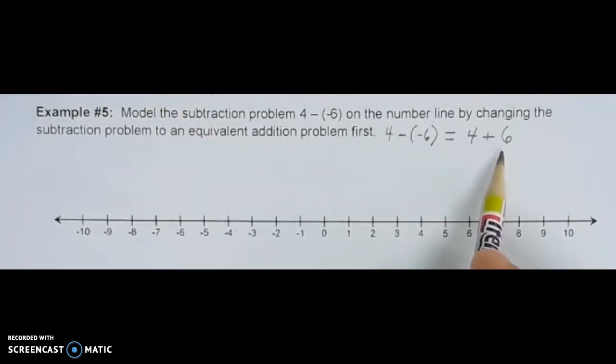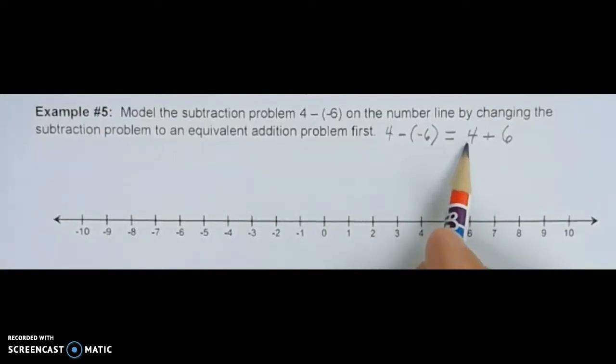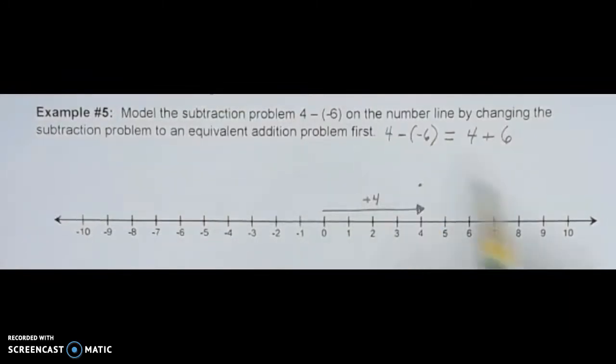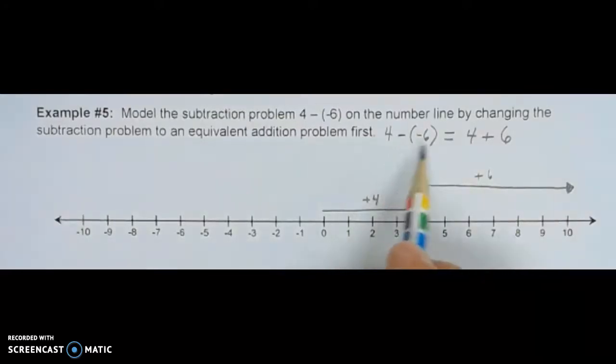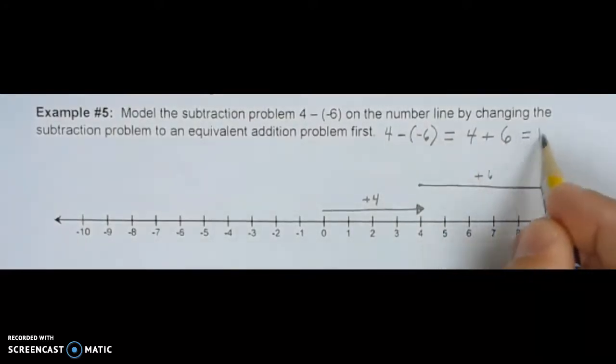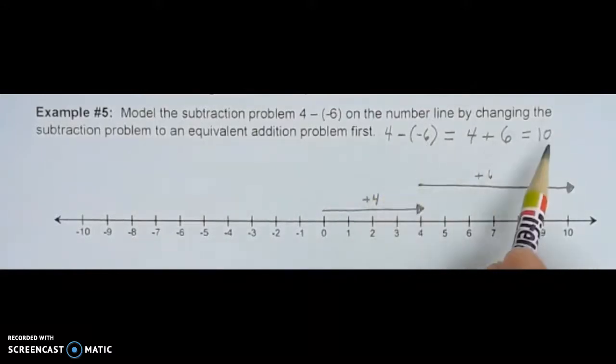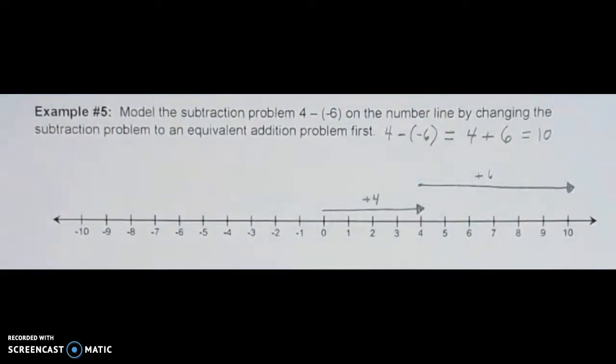So let's draw our first arrow. Our arrow begins at 0, and since it's a +4, we're going to move 4 units to the right, stopping at 4. There's our +4. And now our second arrow is going to start at 4. And since we're adding 6, we're going to move 6 more units to the right. And if we add 6 units to the right, we're going to stop right here at positive 10. So that arrow represents a positive 6. And both of these expressions are equal to 10. 4 minus negative 6 is 10. 4 plus 6 is also equal to 10.